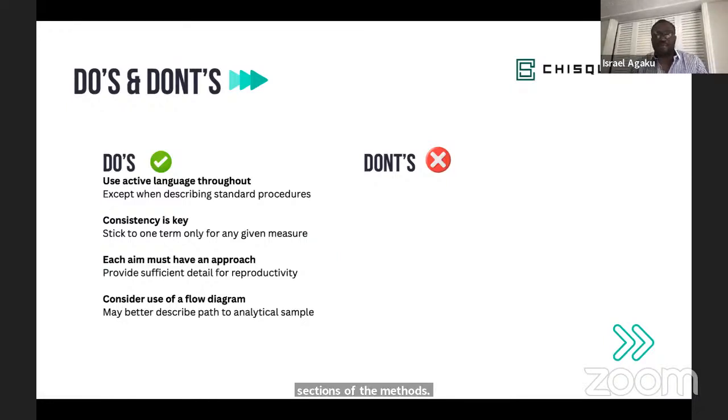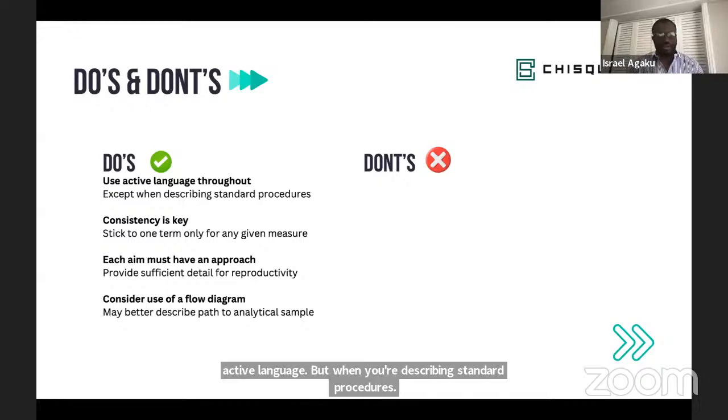Do's: use active language throughout, right? So what does that mean? Like, we analyzed data, right? We assumed. Don't just say it was assumed. What do you mean it was assumed? Assumed by who? You're making it sound as if, so don't speak like a politician. The politicians are the ones who will say an error was committed. Like, use active language. But when you're describing standard procedures, you don't have to use active language.